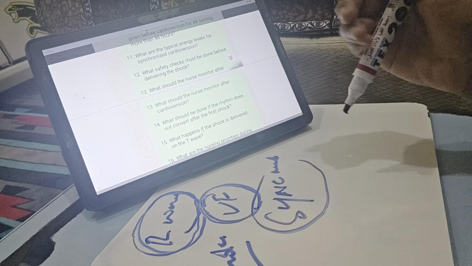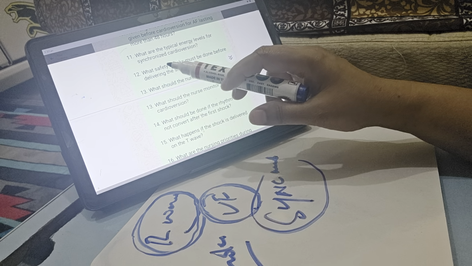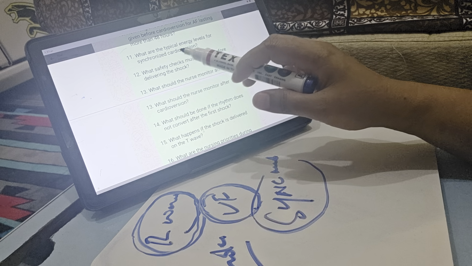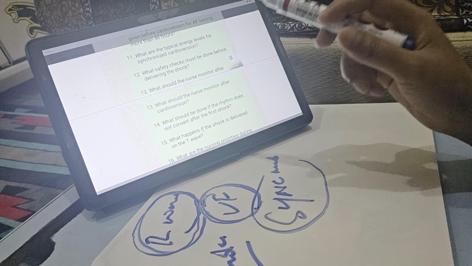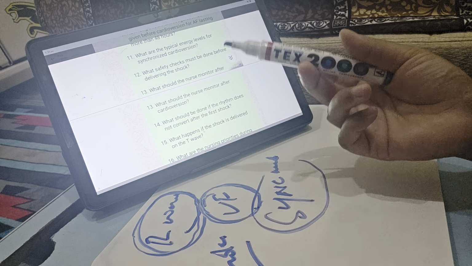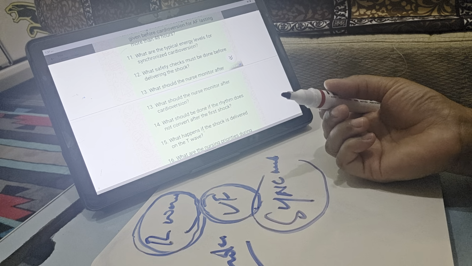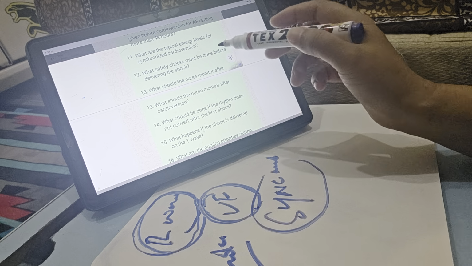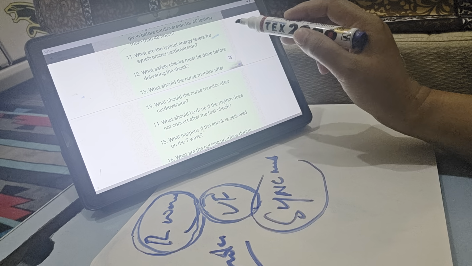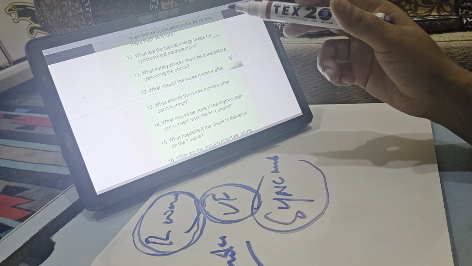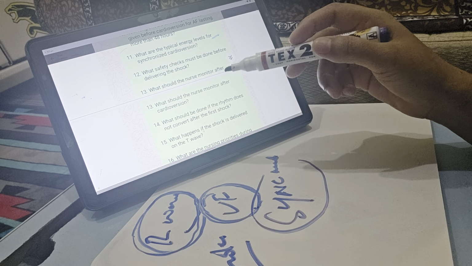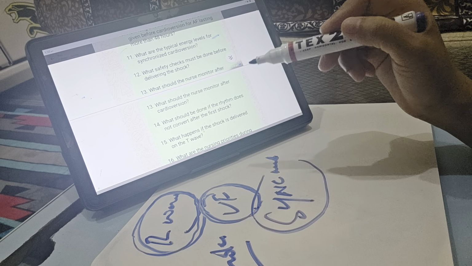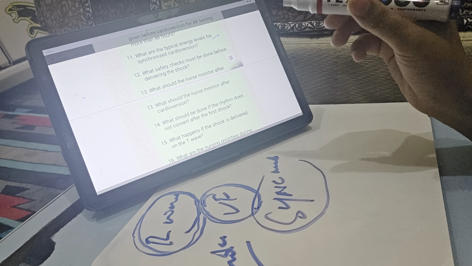Flashcard number 11. What are the typical energy levels for synchronized cardioversion? For SVT or atrial flutter, we use 50 to 100 joules. If the patient has atrial fibrillation, we use 120 to 200 joules. If the patient has unstable VTach with a pulse, we use 100 joules.